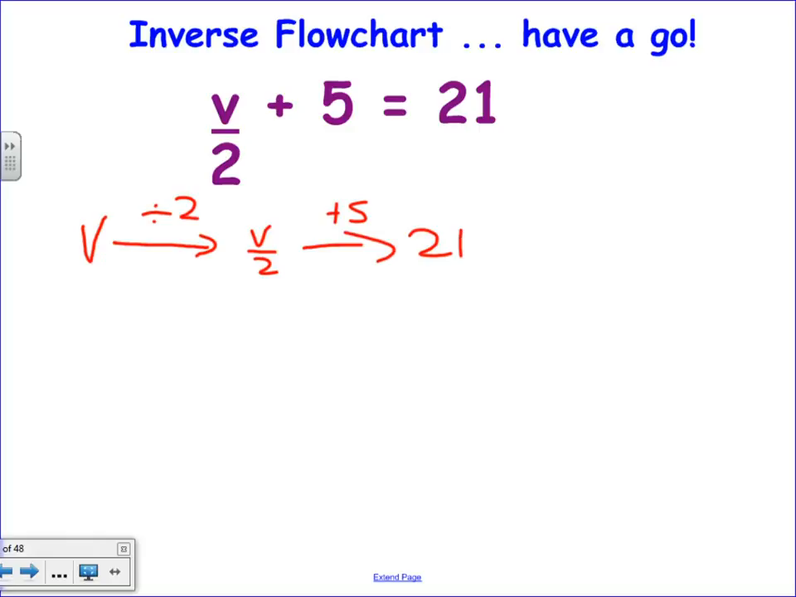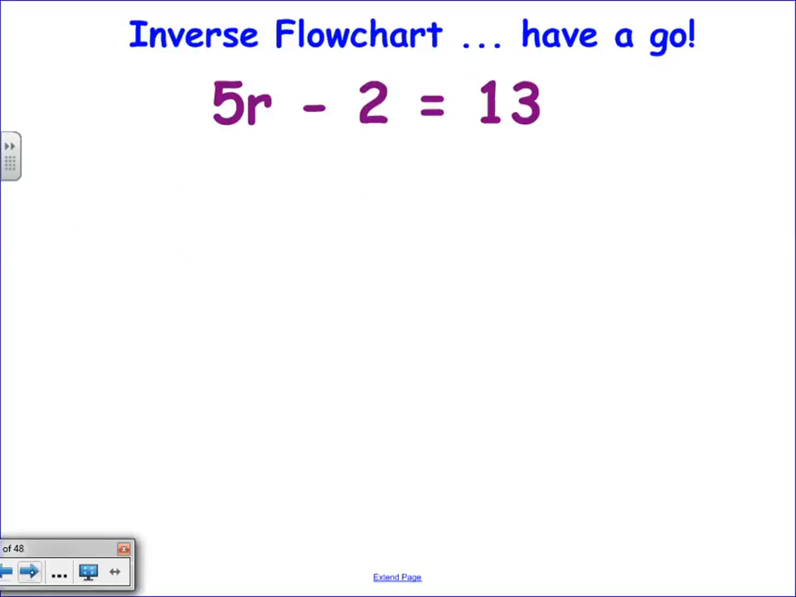So coming back the other way, I stick 21 in, do the opposite, take away 5 which gives me 16, do the opposite, times 2 gives me 32. 32 divided by 2 is 16, plus 5, 21. Okay? Happy with that? Brilliant. One more and then we'll move on. So pretty standard one, 5r minus 2 equals 13. Use the reverse flowchart method and just solve that. Where do I start?